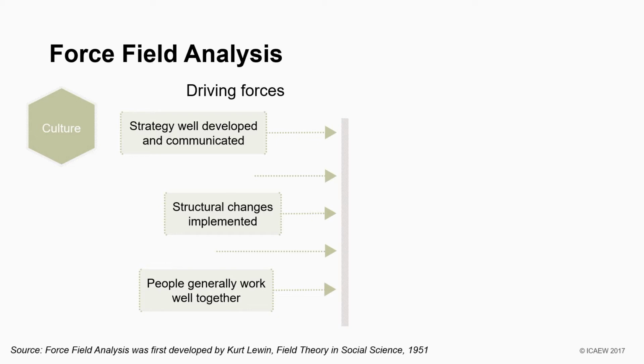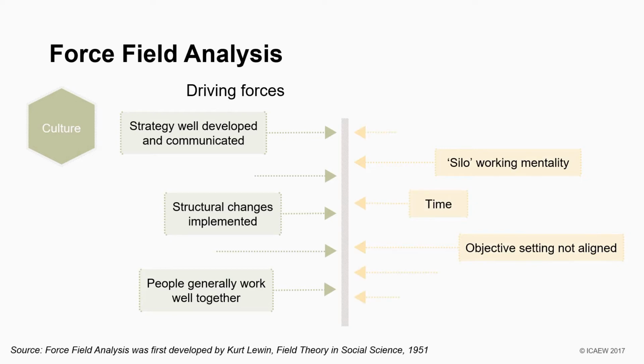Then you think about all the things that could stop you achieving your goal. For example, the structure has reinforced working in silos. People's written objectives are lagging reality. There does not appear to be enough time to do everything that needs to be done. Again, there will be others. We call these restraining forces.